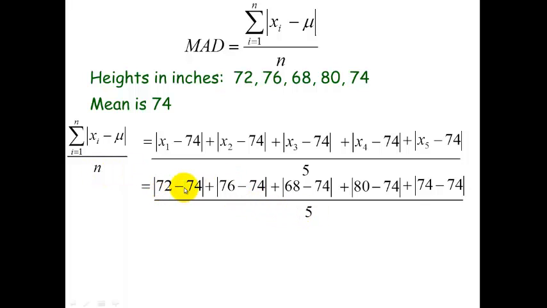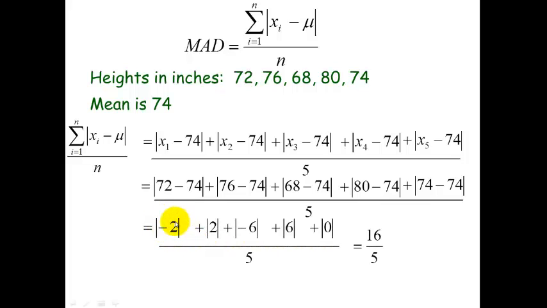So take the difference and then the absolute value. The absolute value of this, we just have to take the absolute value of each of these numbers, sum them up, we'll get 16, then divided by 5. That's how we use this formula to get the mean absolute deviation.